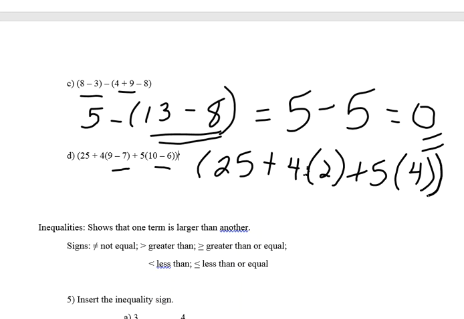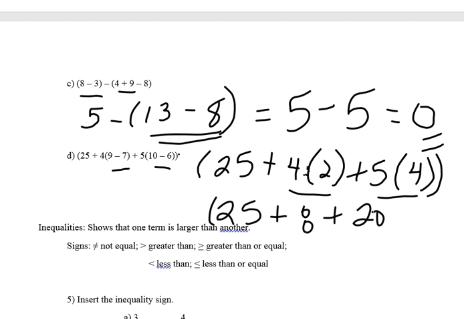Okay, so now I have this for a problem. I do have parentheses, but they're really representing the fact that I'm multiplying, not an actual grouping symbol. So I'm ready to move on to step 2, which is exponents and radicals. I don't have those, so I'm going to skip to step 3, which is multiplication and division. I do have some multiplication. So again, I'm going to do the 25 plus 4 times 2 is 8, and 5 times 4 is 20.